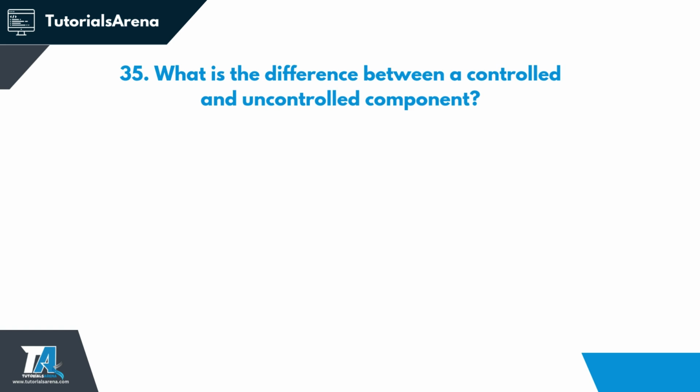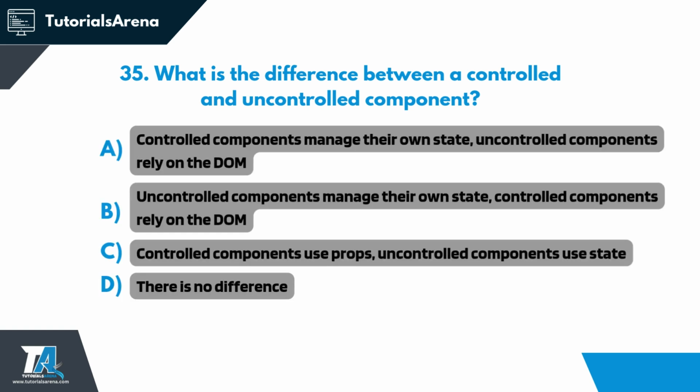Question 35. What is the difference between a controlled and uncontrolled component? The options are option A, controlled components manage their own state, uncontrolled components rely on the DOM. Option B, uncontrolled components manage their own state, controlled components rely on the DOM. Option C, controlled components use props, uncontrolled components use state. Option D, there is no difference. The correct answer is option A, controlled components manage their own state, uncontrolled components rely on the DOM. Moving on to the next question.